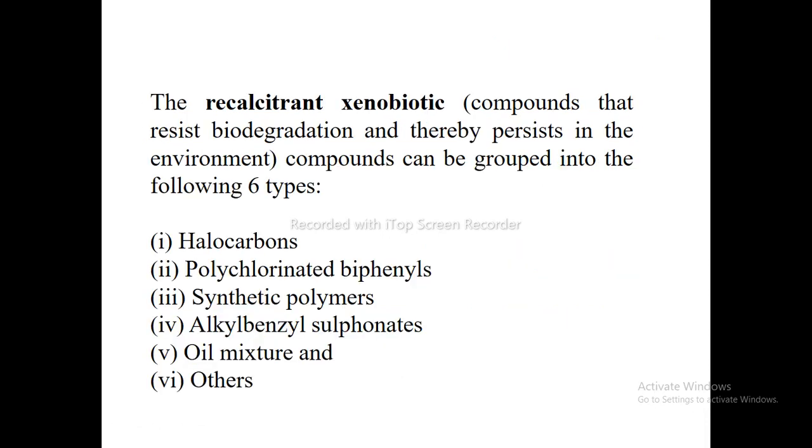Recalcitrant xenobiotic compounds are compounds that resist biodegradation and thereby persist in the environment. These compounds can be grouped into 6 categories or types: halocarbons, polychlorinated biphenyls, synthetic polymers, alkyl benzyl sulfonates, oil mixtures, and all the other chemicals which don't fall in these 5 categories. So halocarbons, polychlorinated biphenyls, synthetic polymers, alkyl benzyl sulfonates, oil mixtures, and other chemicals which do not fall into the above 5 categories.